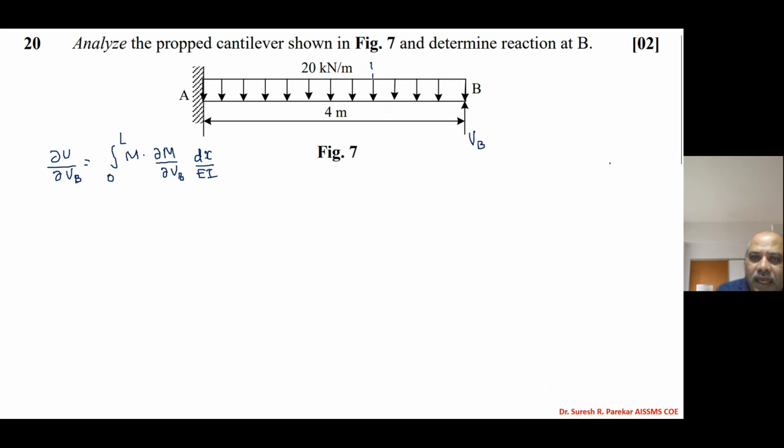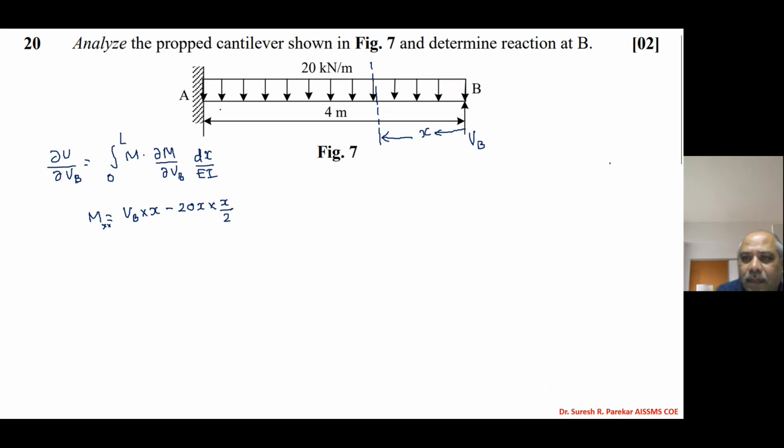So we will consider here x, which is measured from B. Now we will find the value of M. We have M equal to, anti-clockwise plus because we are on the right of the section, VB into x, and then minus 20x into x by 2. So this is the moment at section xx.